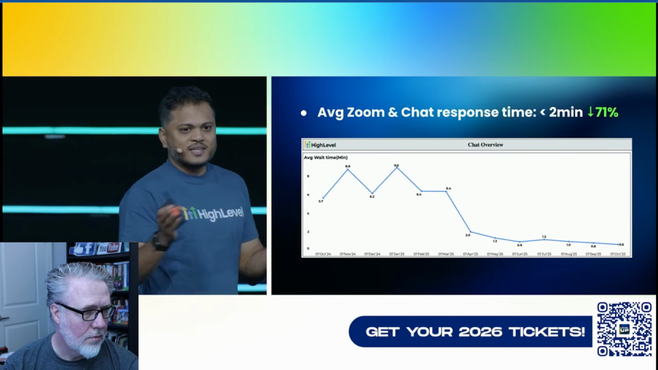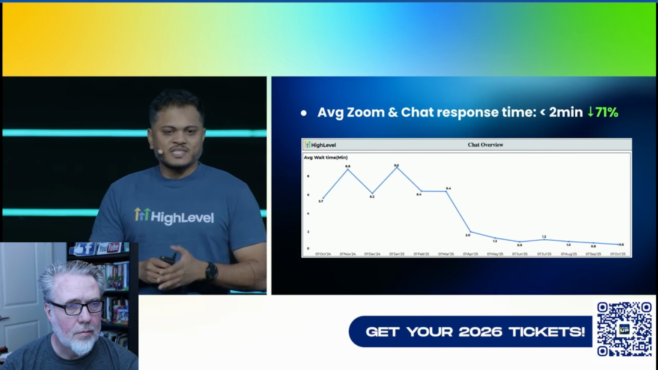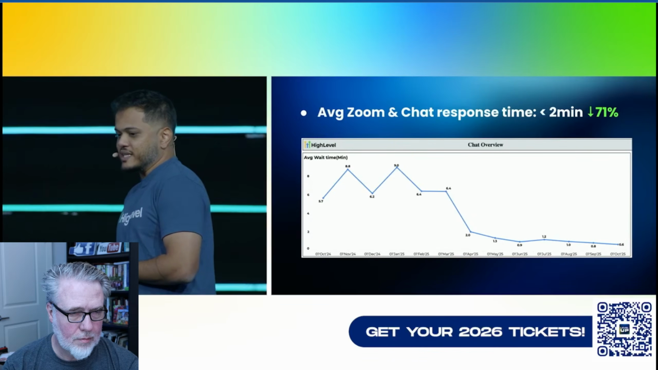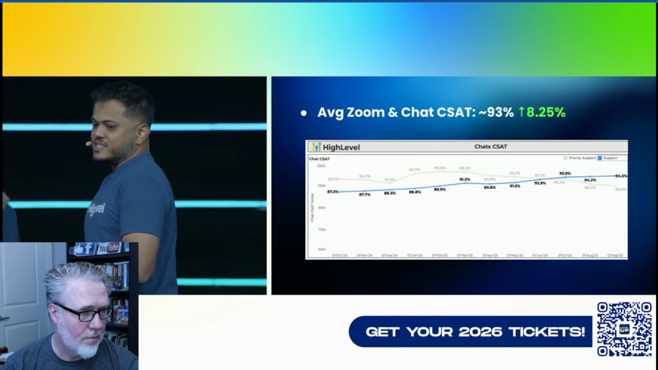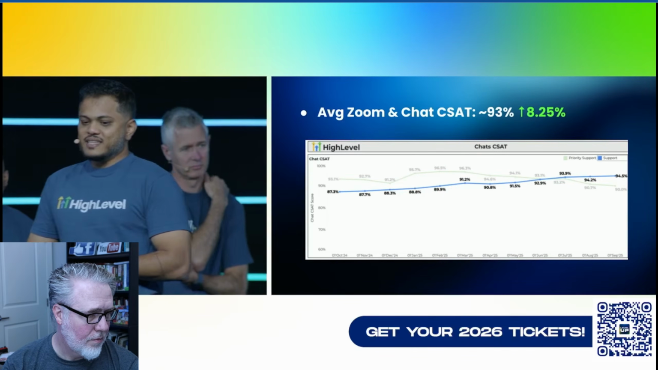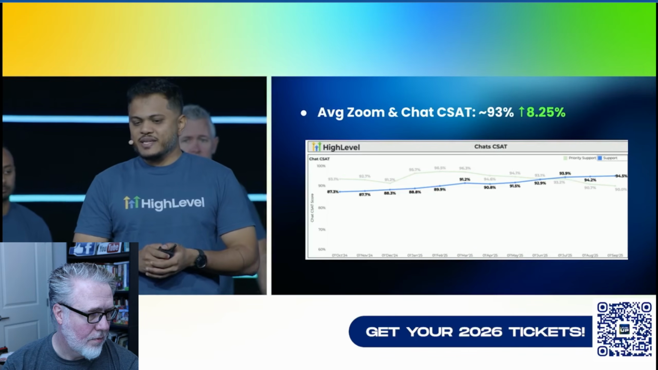That means when someone opens up a chat and wants to jump on with support, they get to someone in under 2 minutes. And even better numbers, the average CSAT that we have on chat and Zoom support is 93%, which is up by 8.25%. So our support continues to get better.